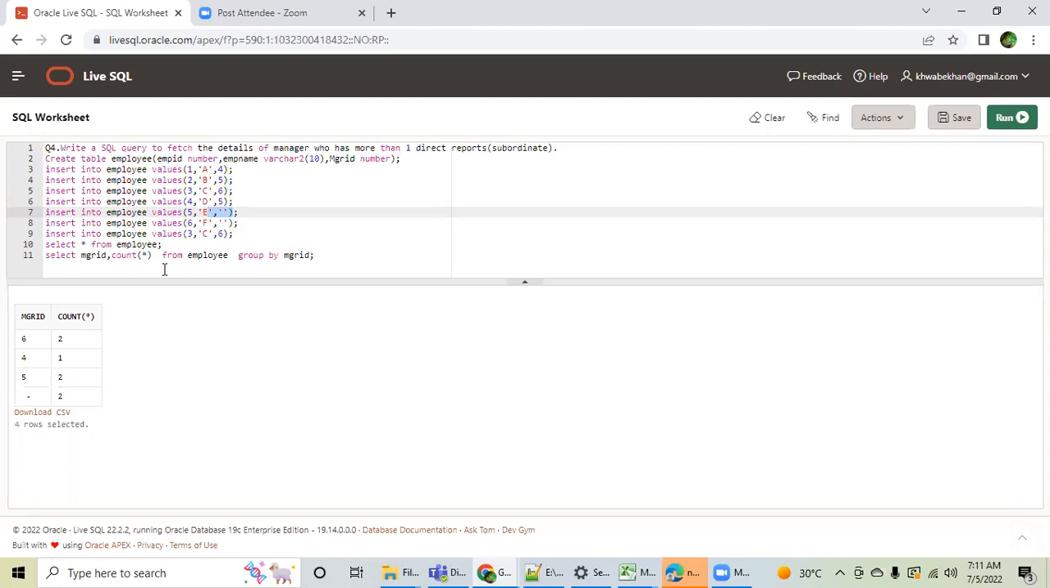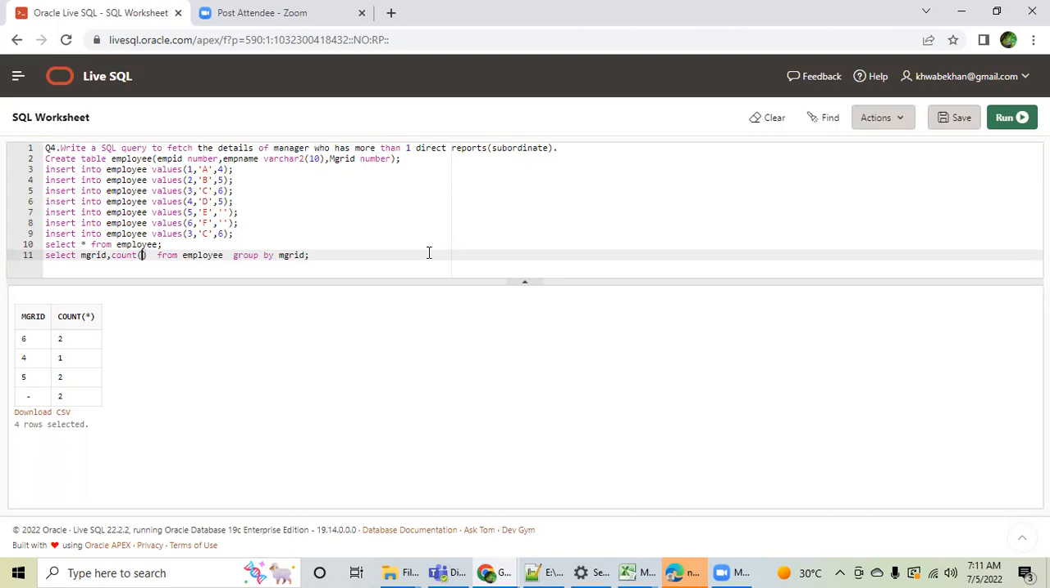No. We need only manager ID. So instead of a star, I need to give manager ID. Count of... Think and tell me what should be there within count: the star, or manager ID, or what?